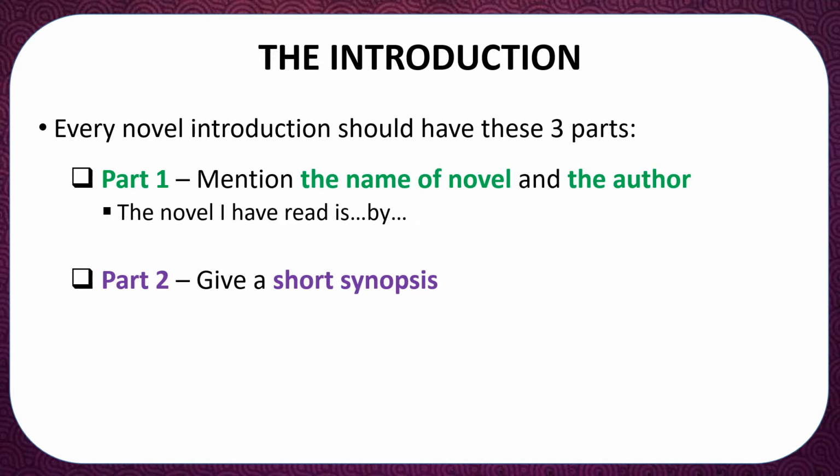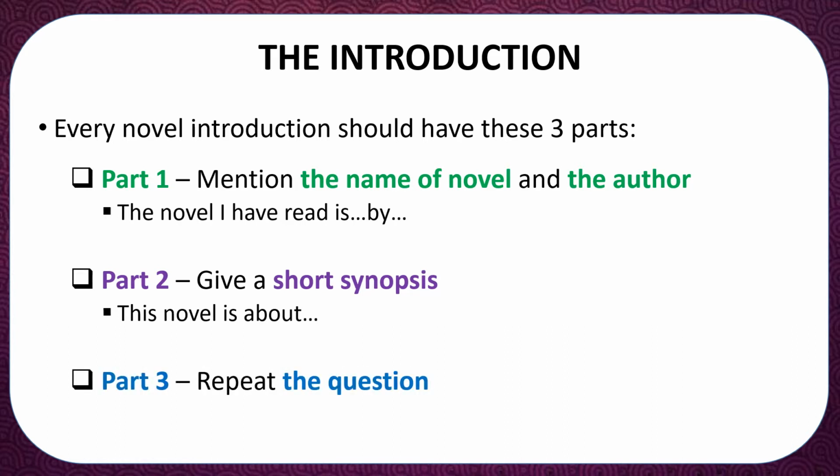So what is the second part of an introduction? The second part of a good introduction is to give a short synopsis. So this novel is about a boy who blah blah blah. So you give a short synopsis. Synopsis should not be long. A good synopsis is 2 sentences or 3 at most. Don't write too long, because this is not a synopsis behind a novel. The reason that you write the synopsis is so that you can get 2 or 3 lines without any errors.